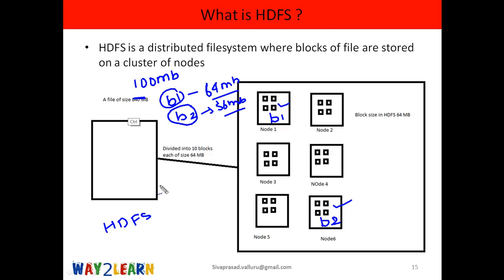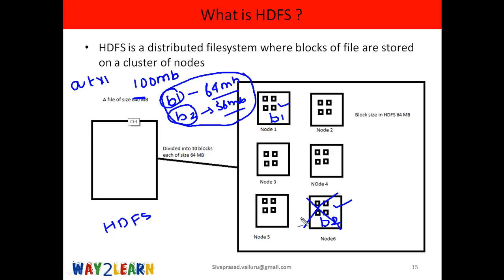Let me talk about a simple scenario. If you want to read this file, say a.txt, which is of size 100 MB, what should happen? First, your program should contact the file system, get the block locations, and read the data from all the blocks. That's how it should happen. But assume a scenario where block 2, the node on which block 2 is present, is down for some time. Will you be able to access this a.txt? No. That means the file is lost, the content of the file is lost.